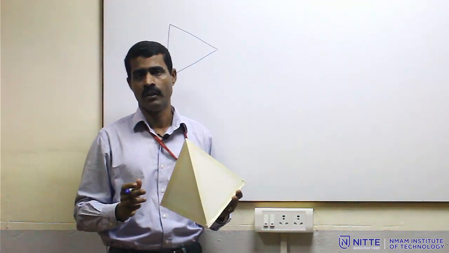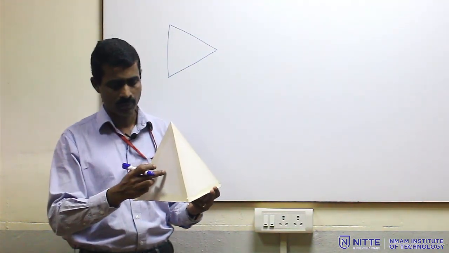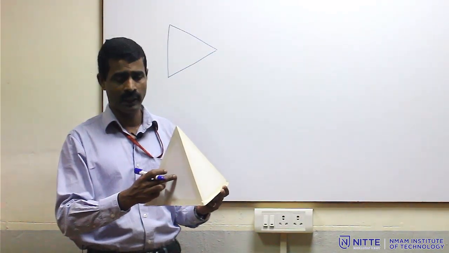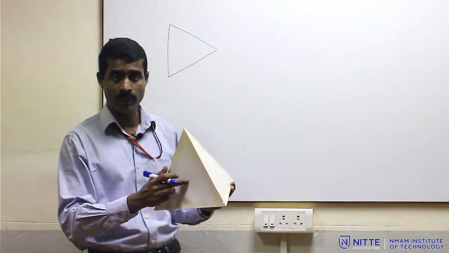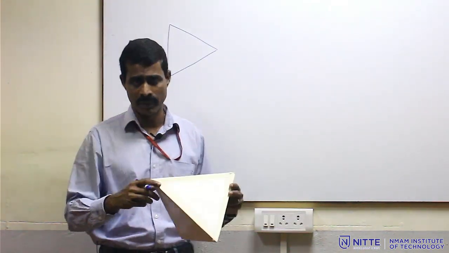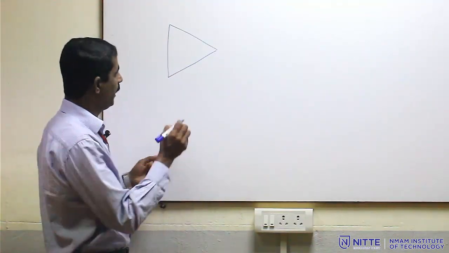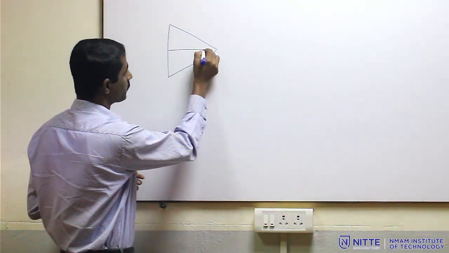Axis is very important. Now, as I told you in the previous part, axis is the imaginary line drawn between the center of the base to the apex. Okay. So, what is the center of the base? Suppose the triangle, the center could be found by drawing the medians.